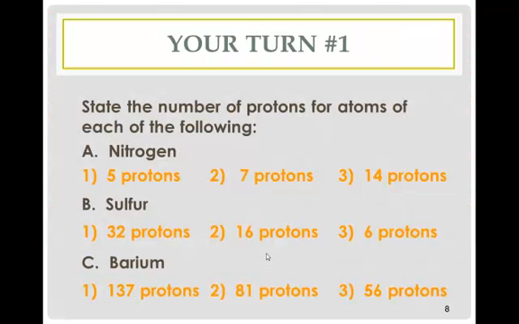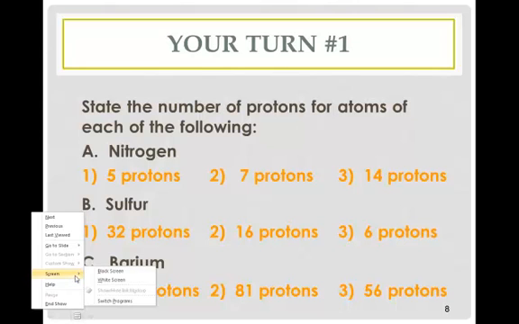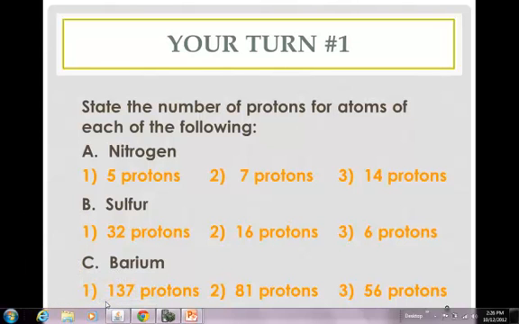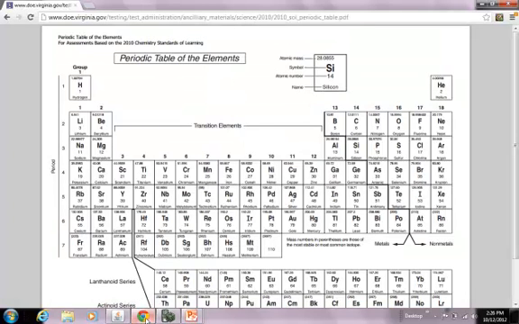So now let's look at the questions. The first one says, state the number of protons for the atoms of the following. We have nitrogen, sulfur, and barium. So go ahead and pause this video for a second so that you can look at your periodic table and determine how many protons each atom has. So now we're looking at it, okay, and we want to look at nitrogen. If I look at nitrogen, I'm looking at the atomic number, that's 7, so that means that it has 7 protons.